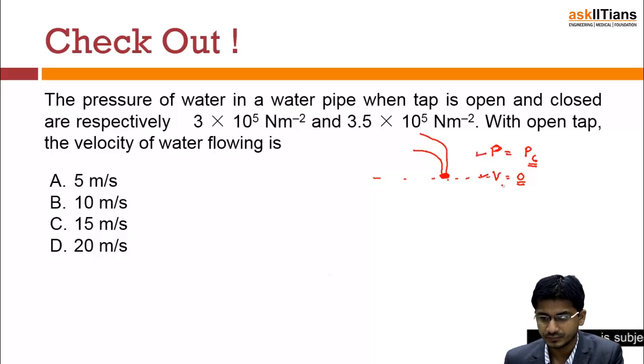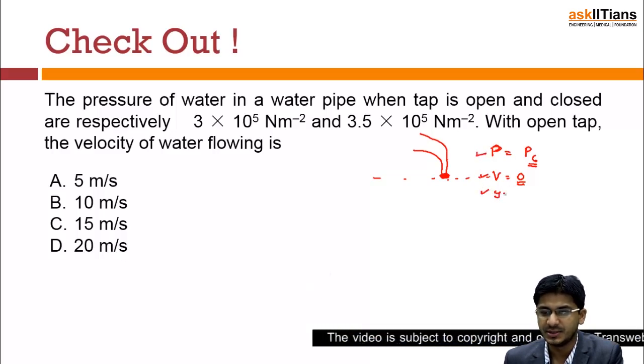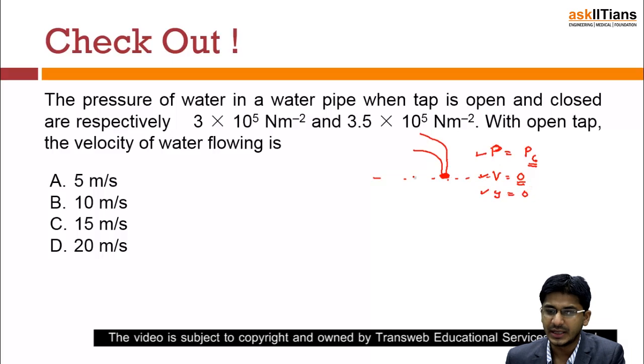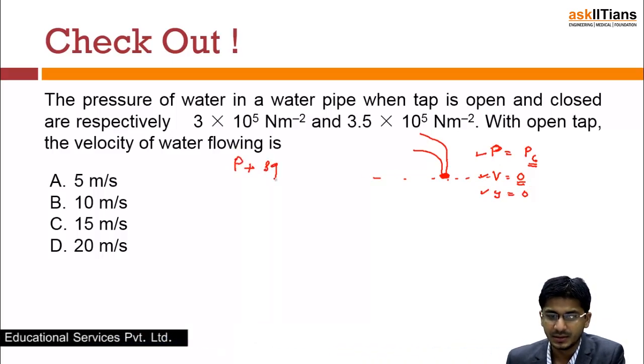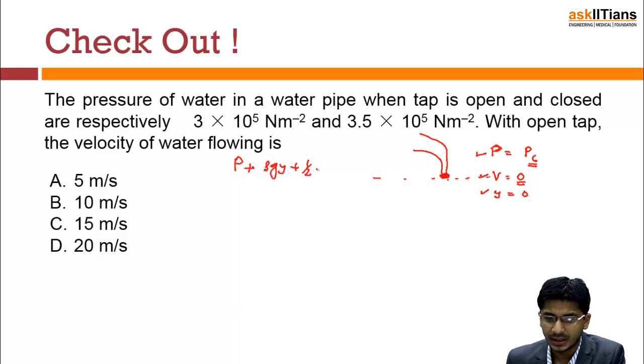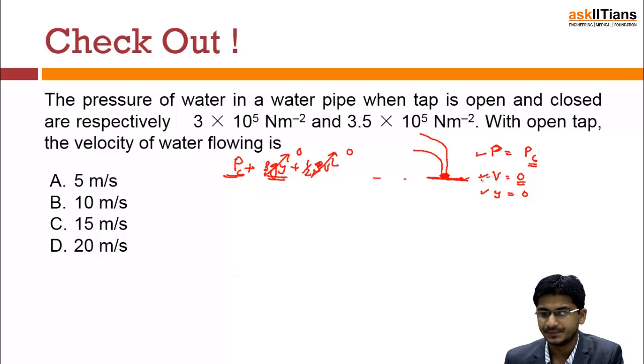And we take this height as the reference height for our potential energy consideration, so that y will be 0. That means if you write Bernoulli's equation for this, it will be P plus rho g y plus half rho v square. This is 0 because it's not flowing, the tap is closed, and this is 0 because we can choose our reference level of potential energy, as we know it's discretionary. So we get only Pc.